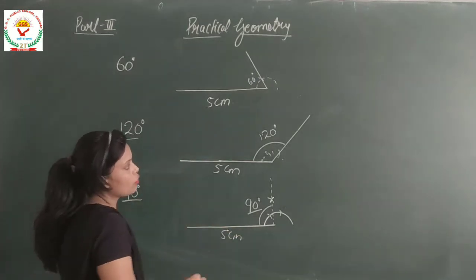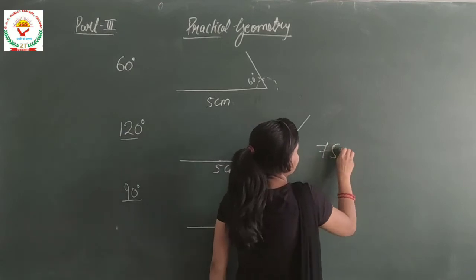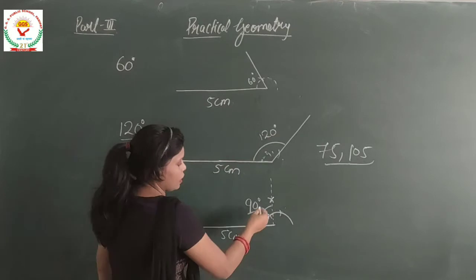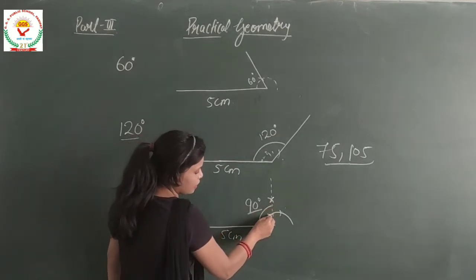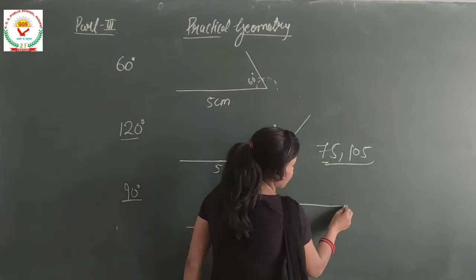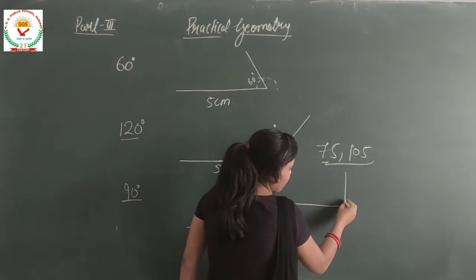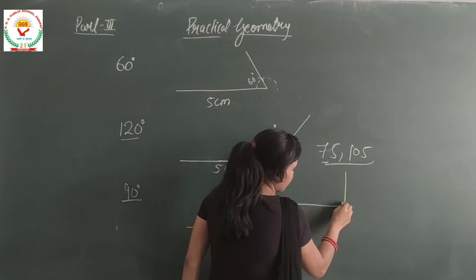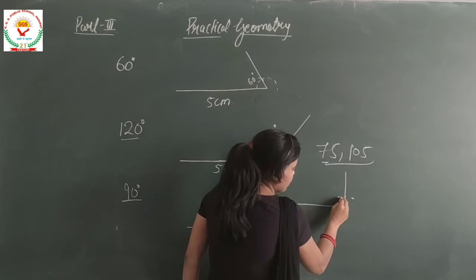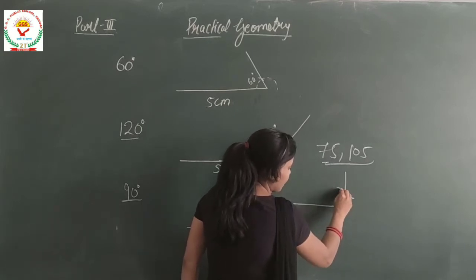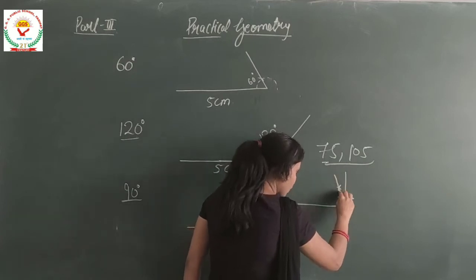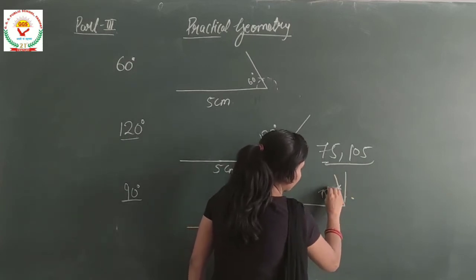With this process you can also make angles of 75 and 105 degrees. How? This is 90 degrees, this is 60 degrees. For 75, keeping the needle at 60 degrees, mark an arc. Keeping the needle at 90 degrees, mark an arc. This will be your 75 degree angle.